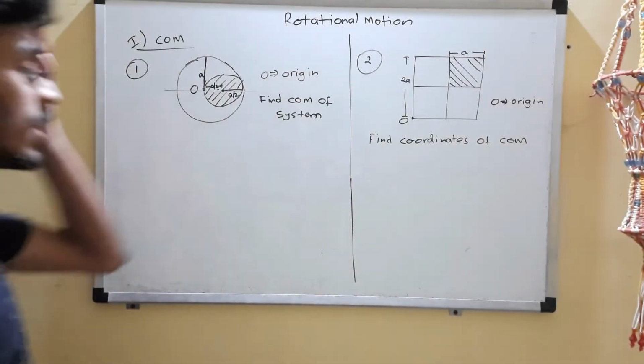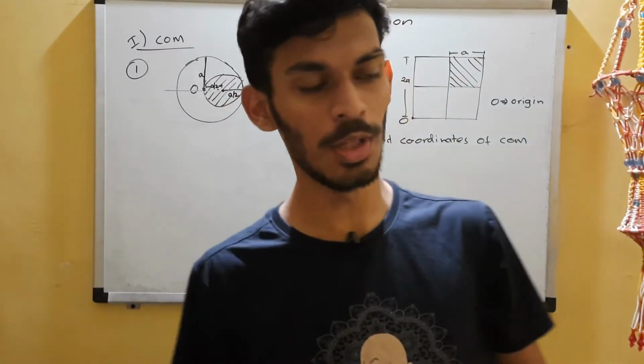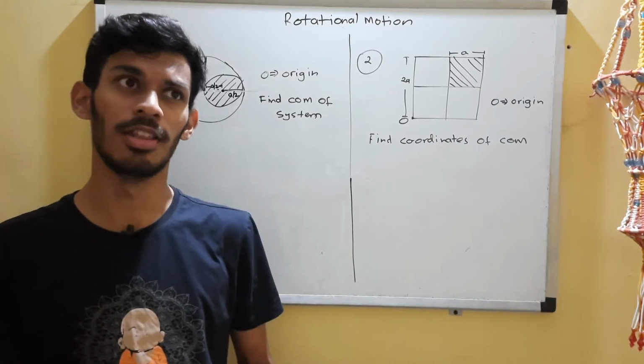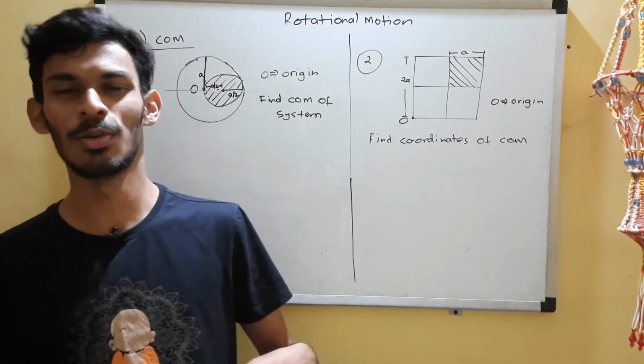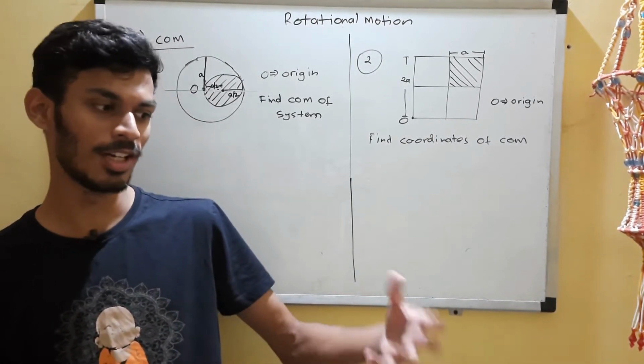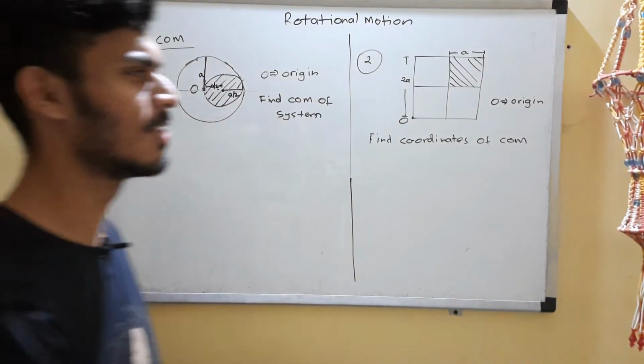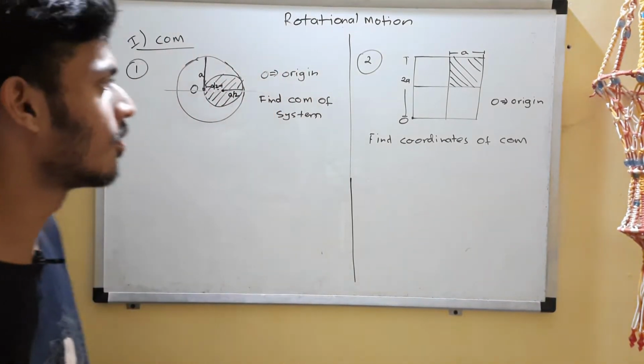So questions based on center of mass over here. I told you that the question based on center of mass in BITSAT was based on the discrete mass system, which is easier to handle. You just have to use the formula m1r1 plus m2r2 upon m1 plus m2. So those type of questions we'll not discuss today. It's just simple formula based.